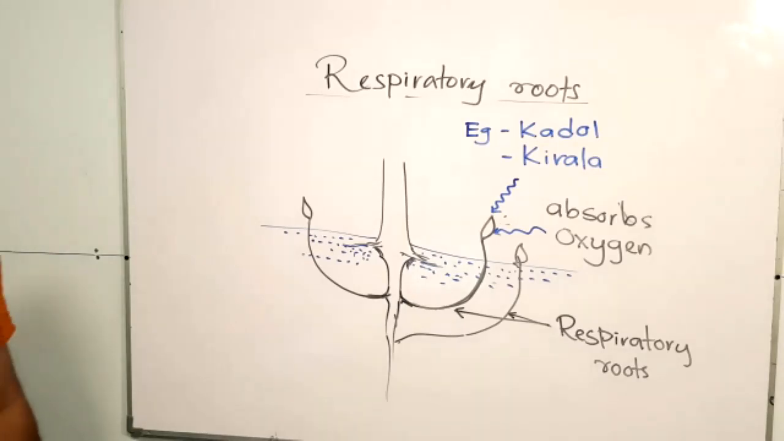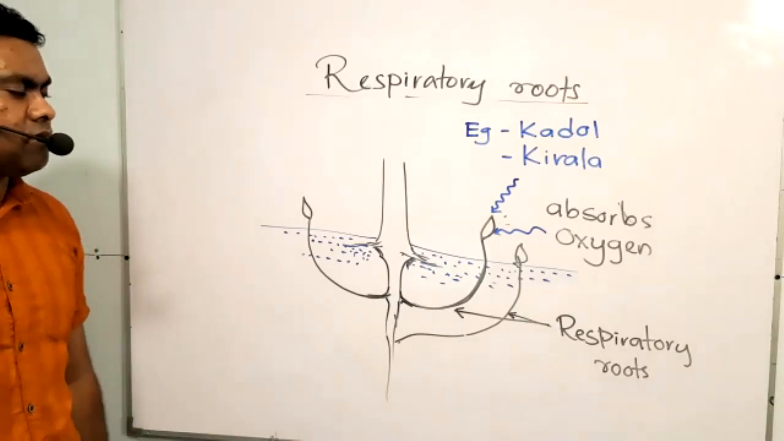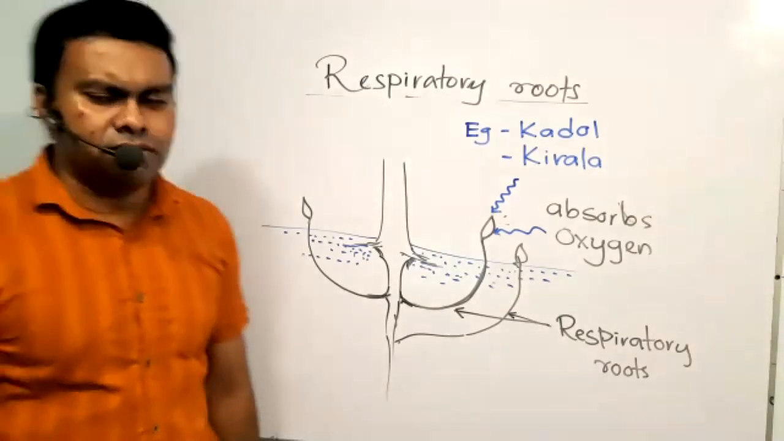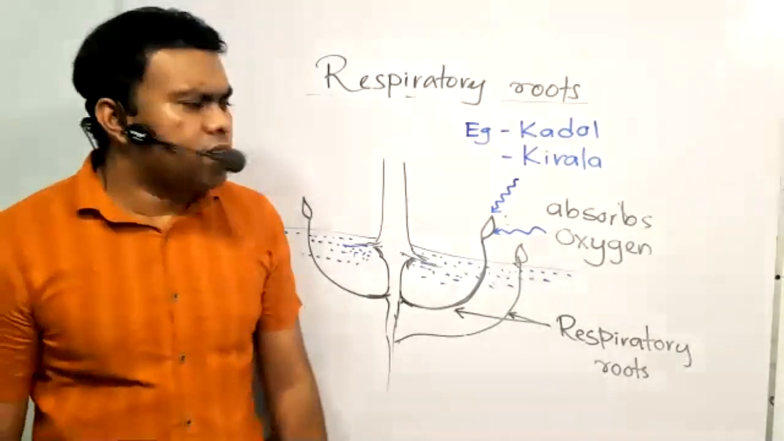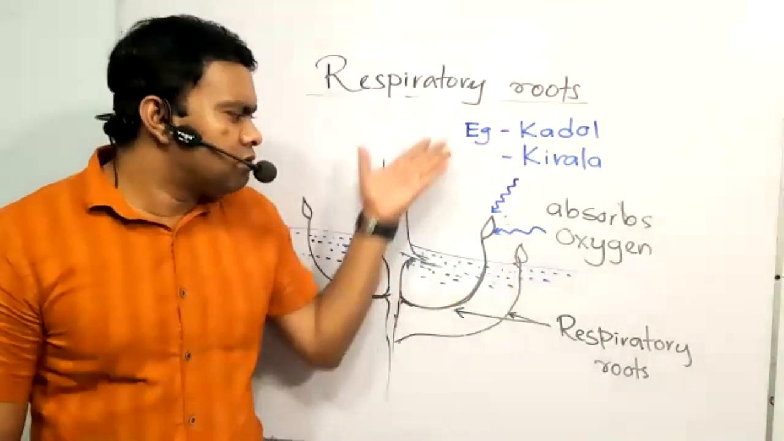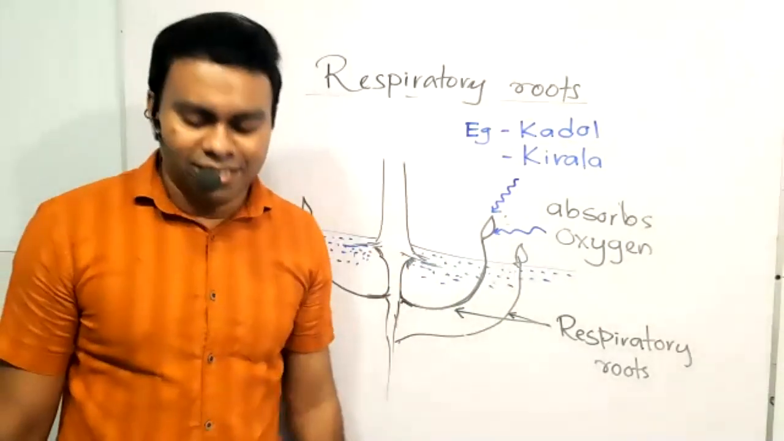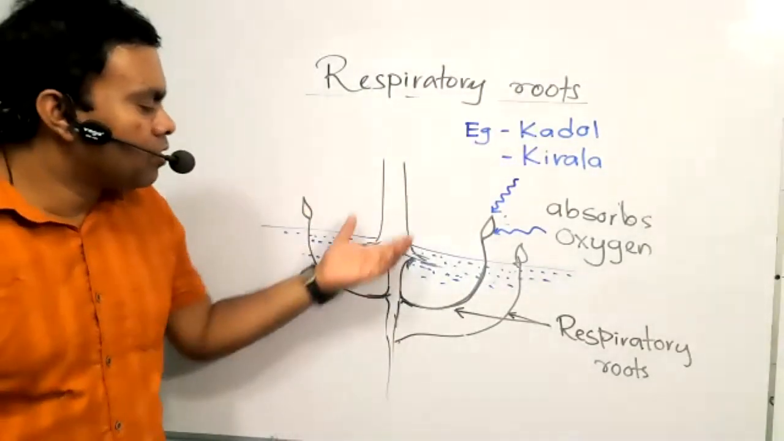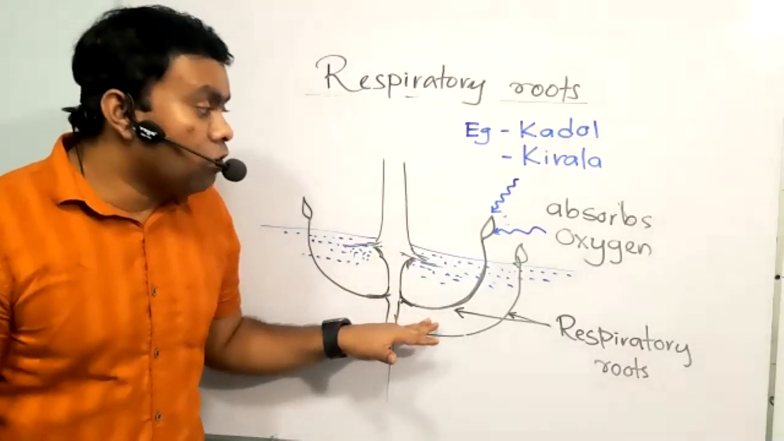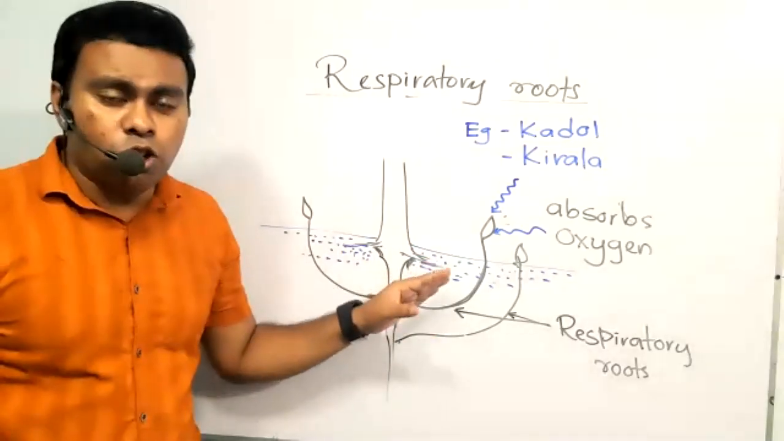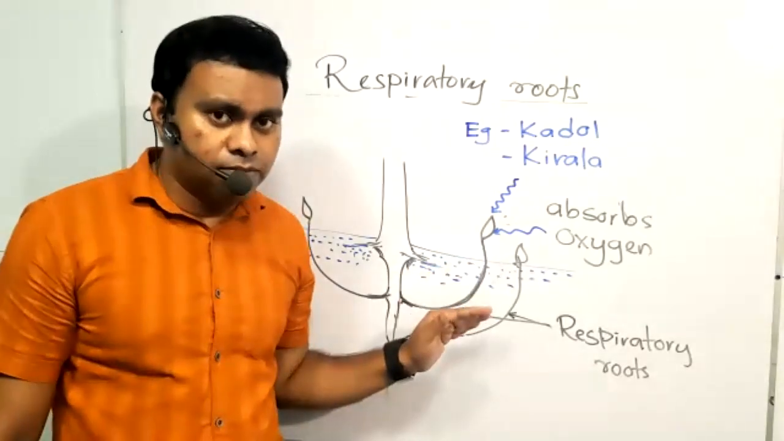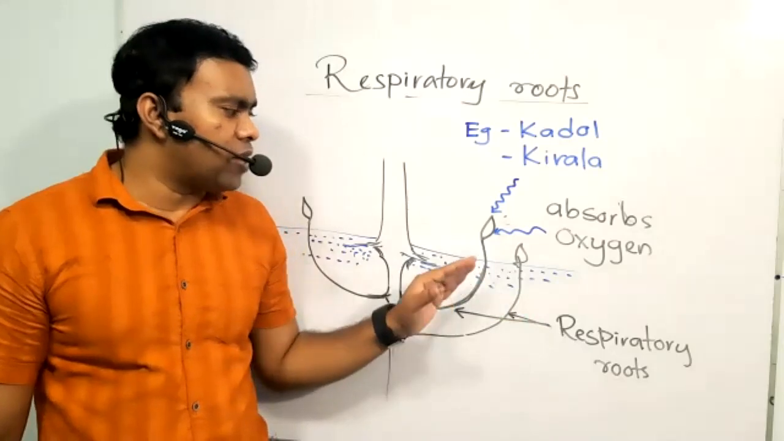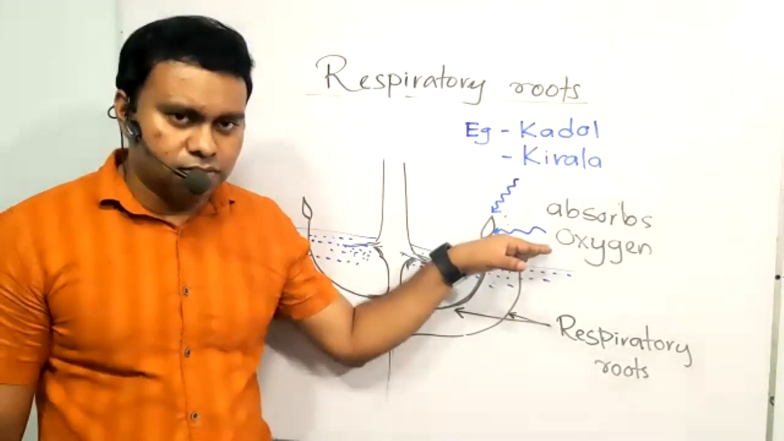Sir, can you explain it again? Because I came now. You came now. Yes, sir, because of the connection problem. Okay, son, that's about Kadol Ata. Oh, these respiratory roots. Okay, that's respiratory root. So, you know, roots are used to absorb water and minerals. But here, respiratory roots are used to absorb oxygen.